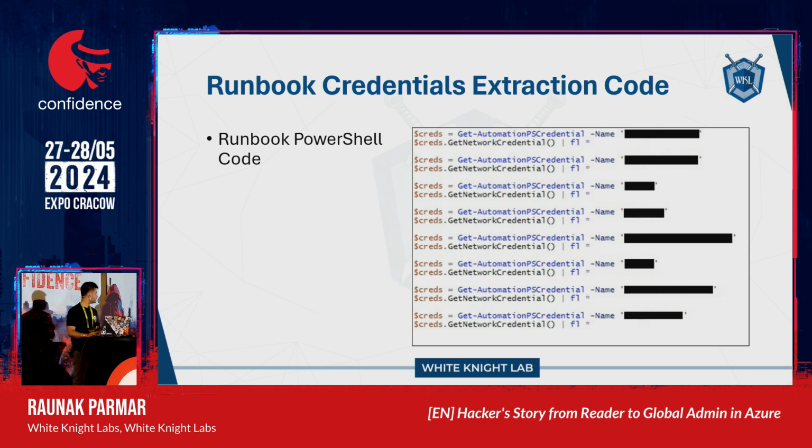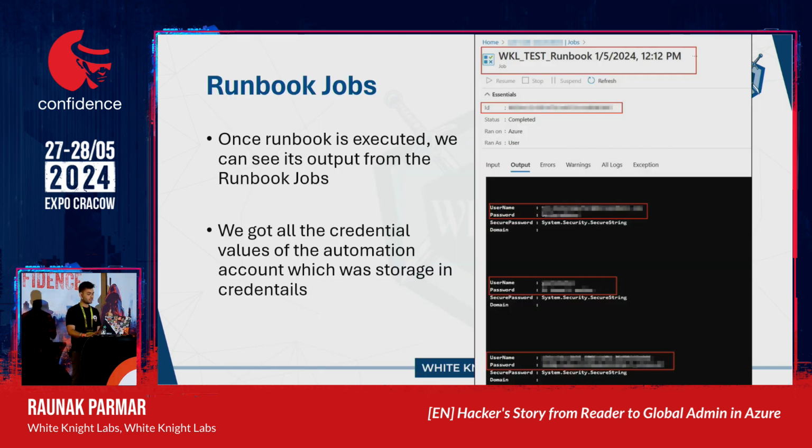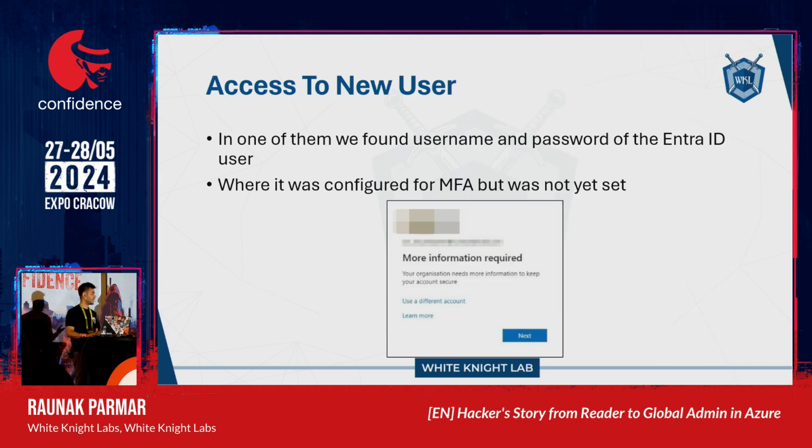Yeah, it's the sample code. And these are the PowerShell CLI commands which we used. First we created a new runbook with the first command, and the second command executes that runbook. Once that has been executed, we can read the output from the automation account jobs. And one of the credentials gave us the clear text credentials of an Azure user, and that user was the Intune admin.